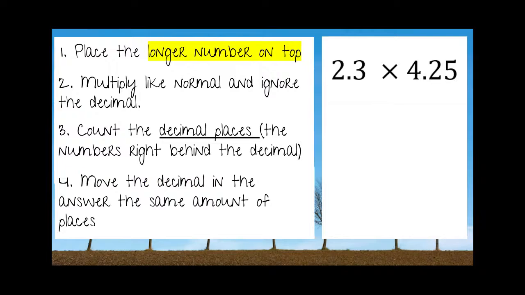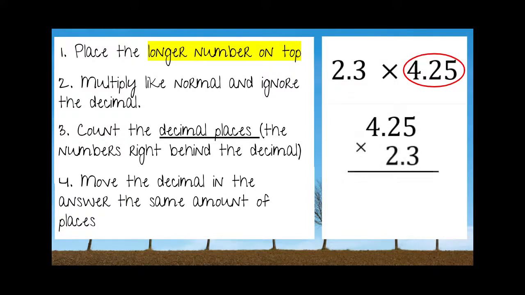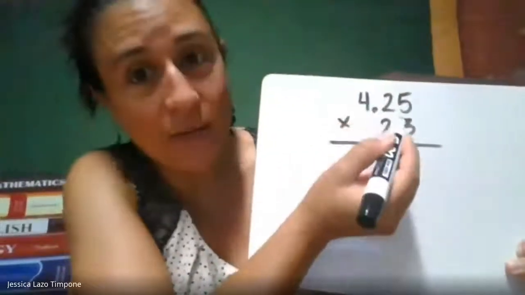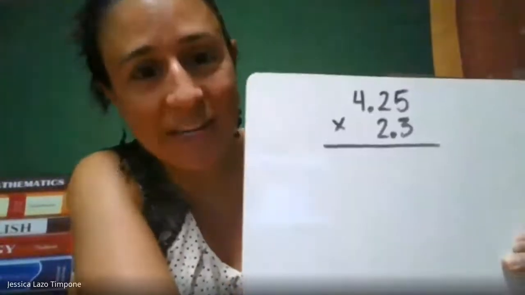Let's try another example. I want you to pause the video and try this one by yourself. 2 and 3/10 times 4 and 25 hundredths. So first, let's place the longer number on top. Which one's longer? Yeah, that one's longer. So let's put that one on top, times 2 and 3/10. All right, guys, let's multiply 4.25 times 2.3.